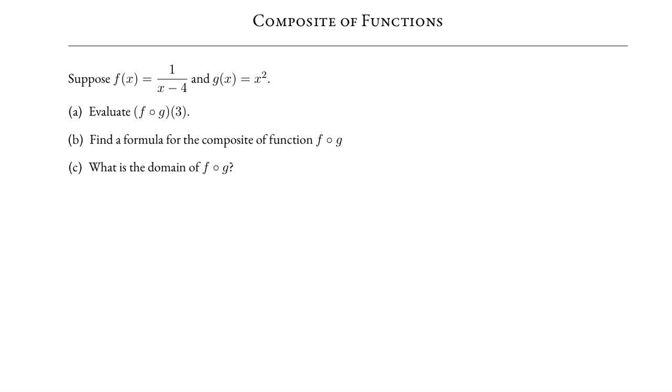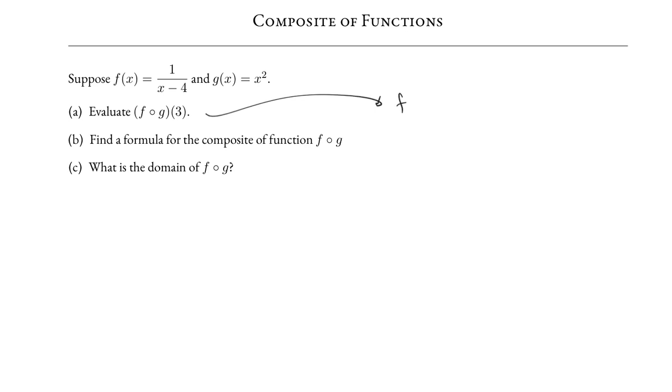Suppose f of x equals 1 over x minus 4 and g of x equals x squared. Evaluate f of g of 3. Find the formula for the composite function f of g, and what is the domain of f of g? A comment about the notation.